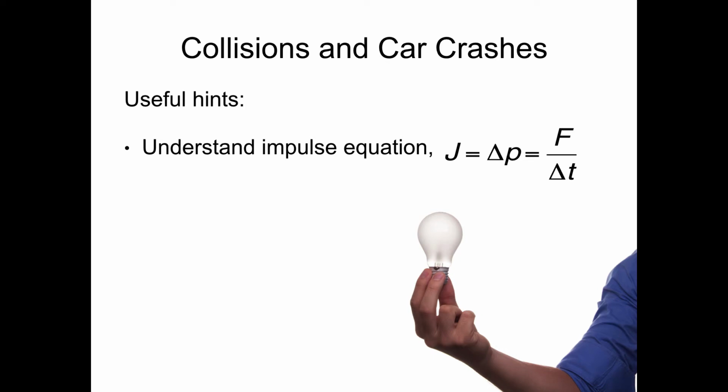Now that you've seen what you have to do, I'll go through a few useful hints to help you get through the lab. Number one, understand the impulse equation here. It's very important for answering some of the questions in the lab and for your understanding of what's actually going on. So have a think about this equation and what would happen and under what circumstances your impulse would be constant, and what that means for the impact force and the collision time.